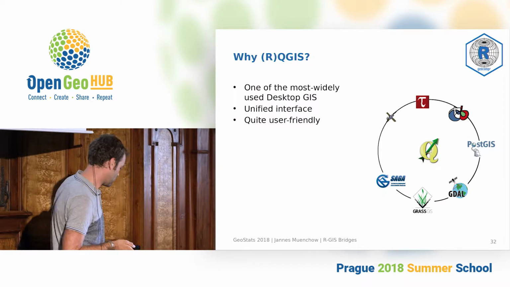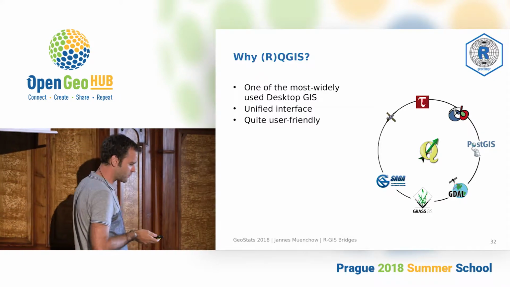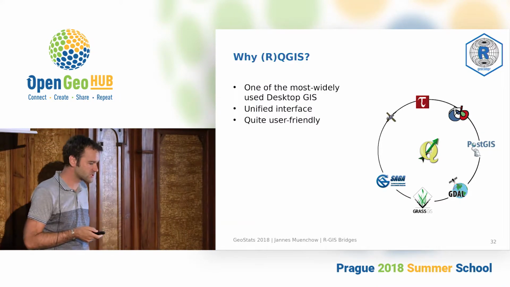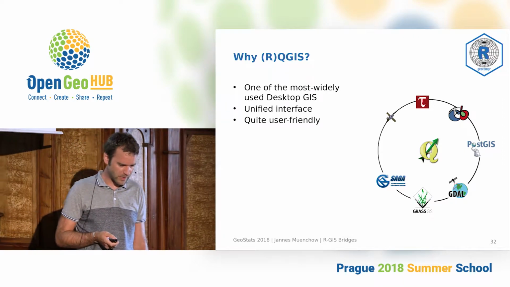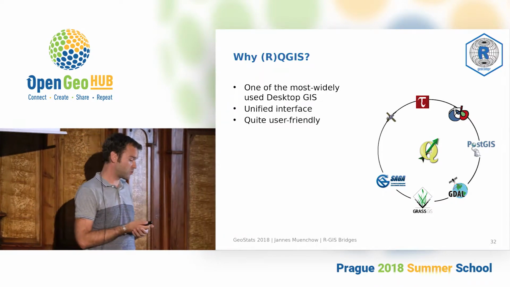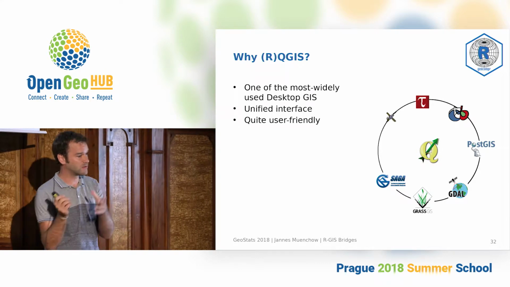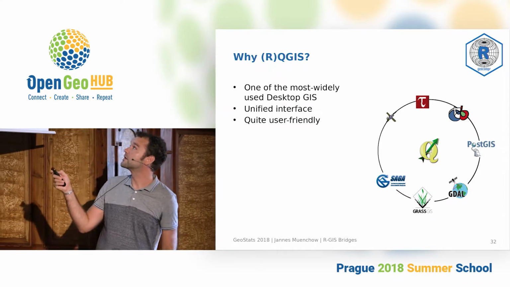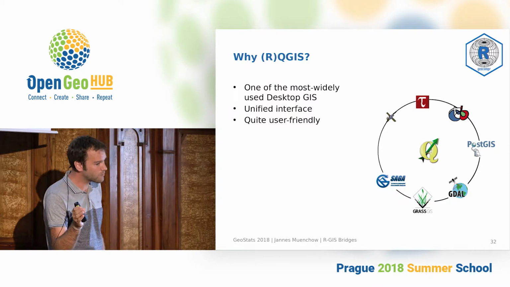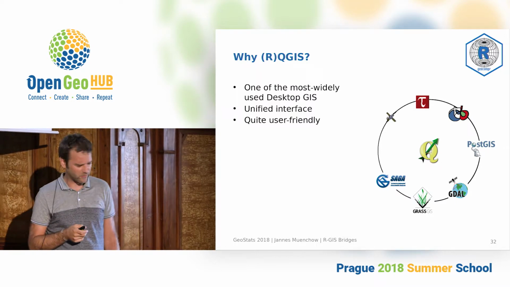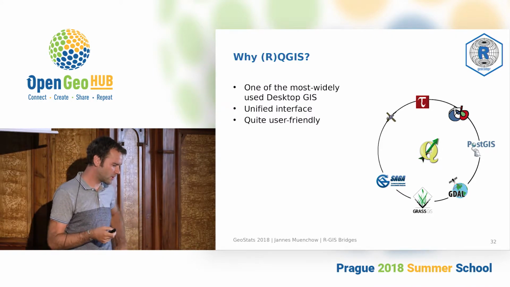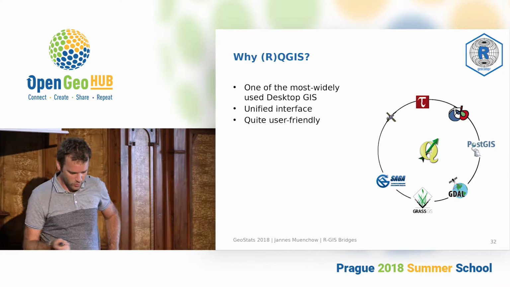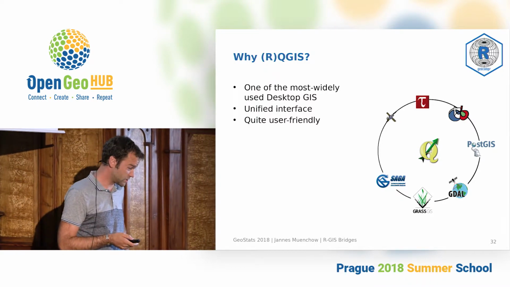QGIS, why? Well, I think QGIS is one of the most popular open source software GIS packages. It is quite user-friendly. I think this is a main reason for its popularity. And it provides a unified interface. So from within QGIS, you can also access GRASS and SAGA algorithms. Not all of them, but at least half of them. So if you want many geo algorithms in one go, then you can use QGIS for this.